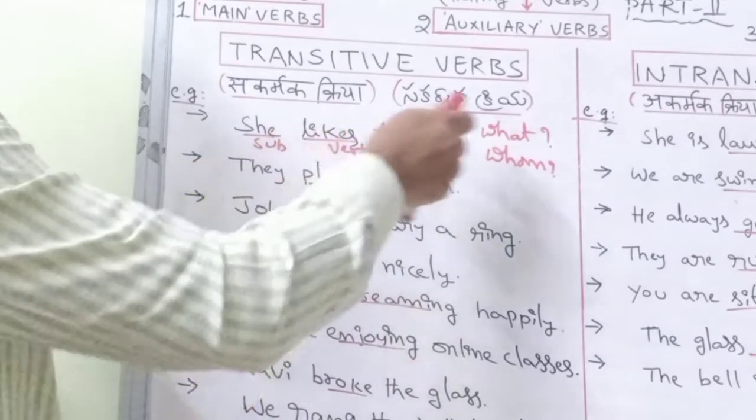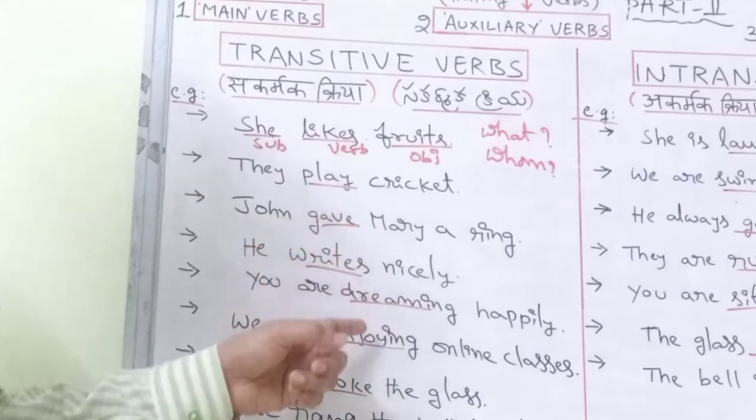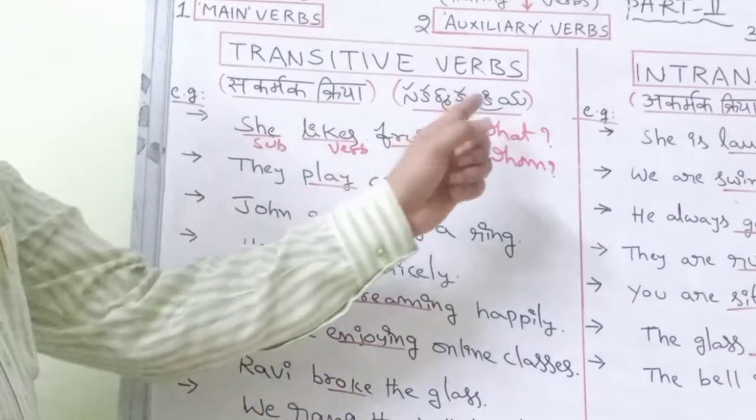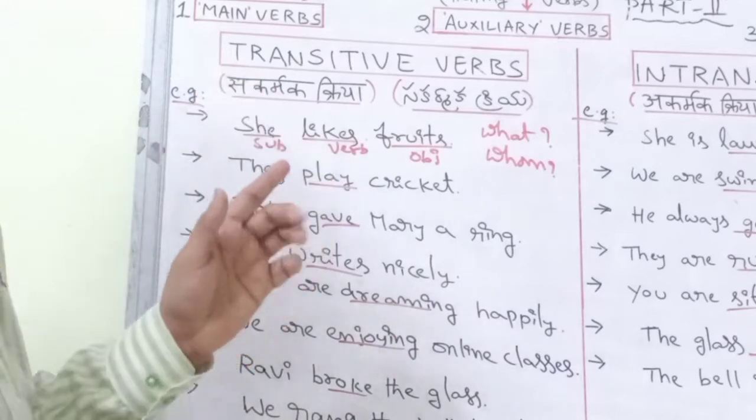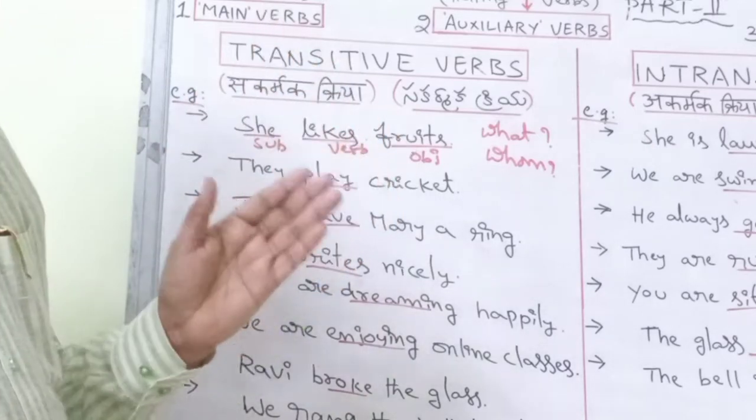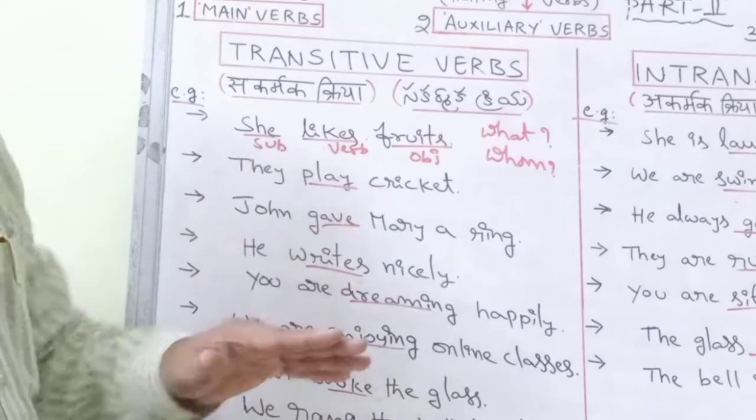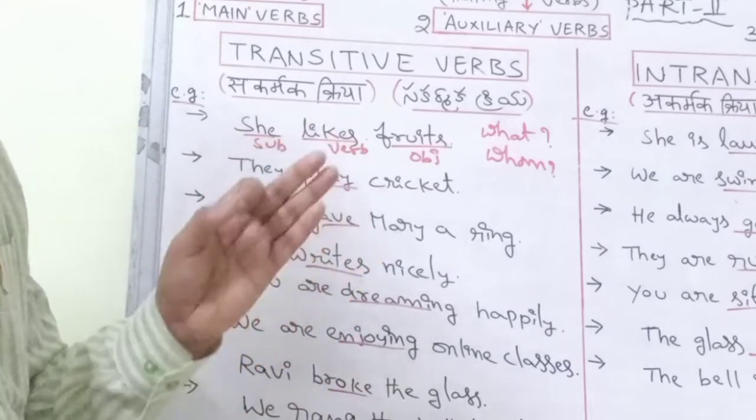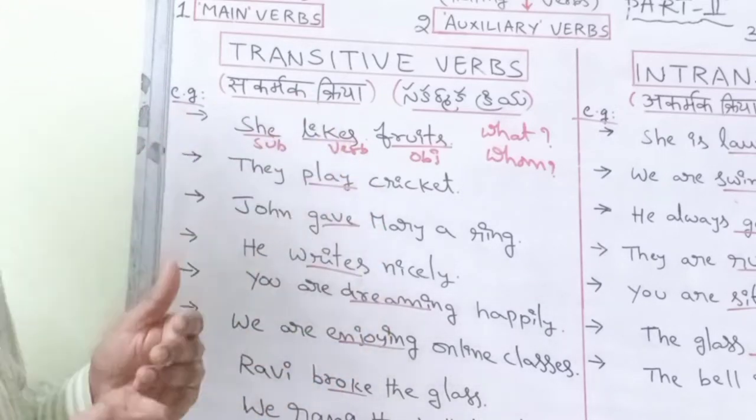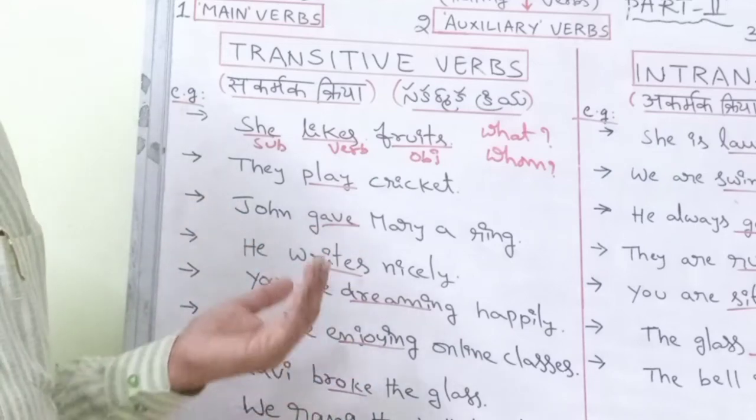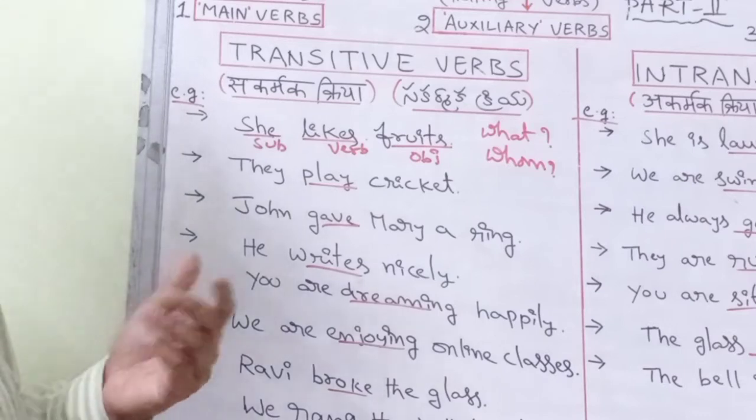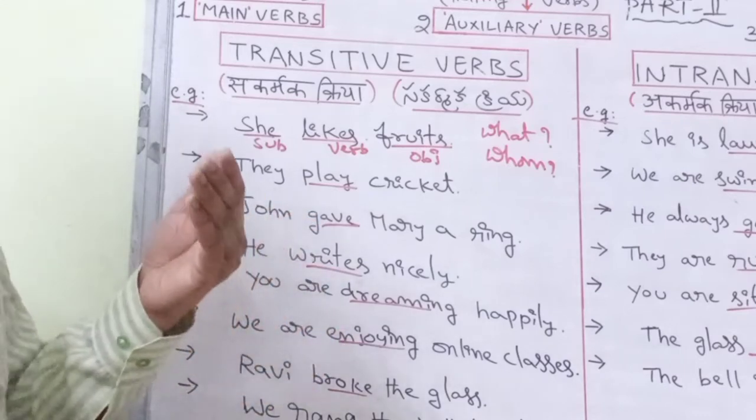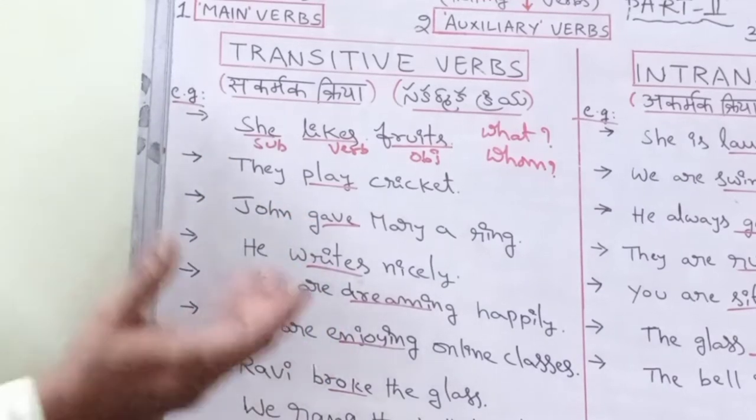She likes fruits. After the main verb, we need to stop and put these two questions. If an answer comes back for at least one of these two questions, that answer itself becomes an object. It means an object is there in that given sentence. So automatically the verb in the given sentence becomes a transitive verb along with the object.